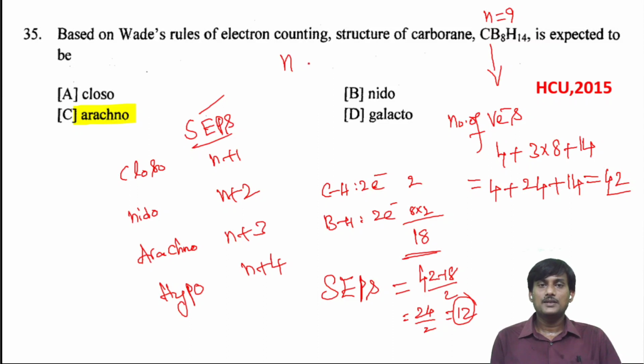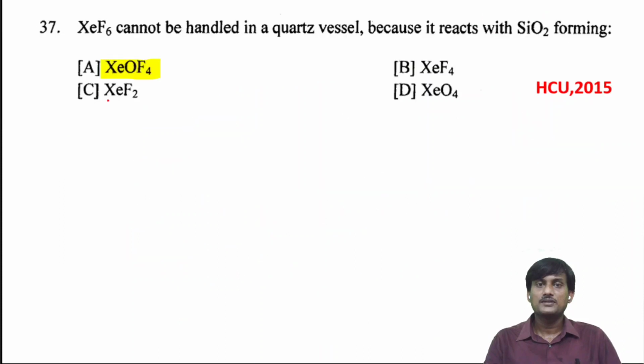And n plus 3 is equal to 12. We have n plus 3 skeletal electron pairs. If n is equal to 9 and the skeletal electron pairs are equal to 12, then what is the structure? N plus 3 is arachno. So this is the correct option.